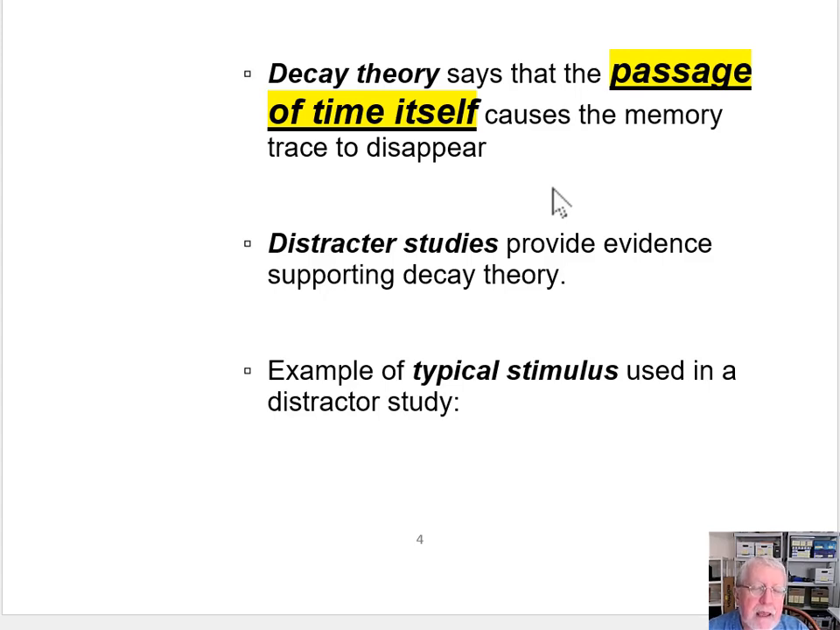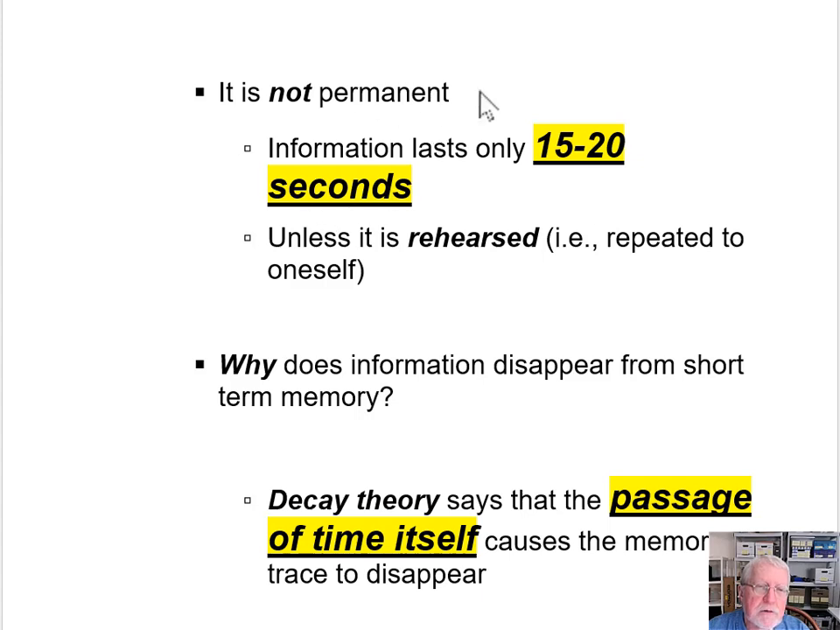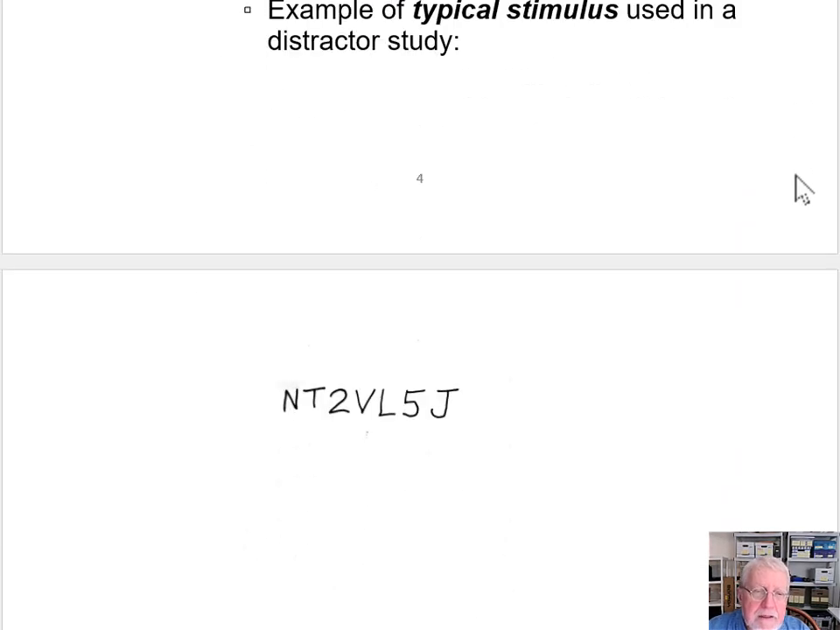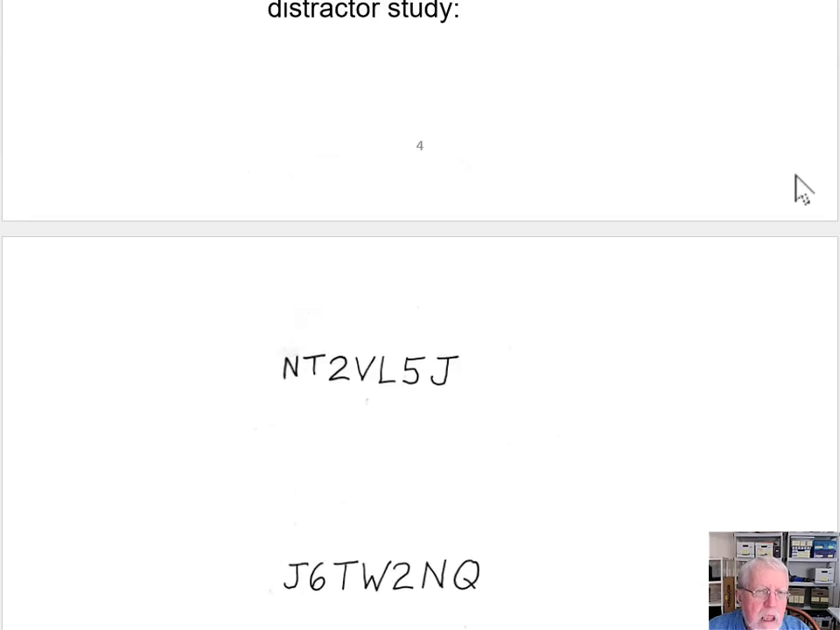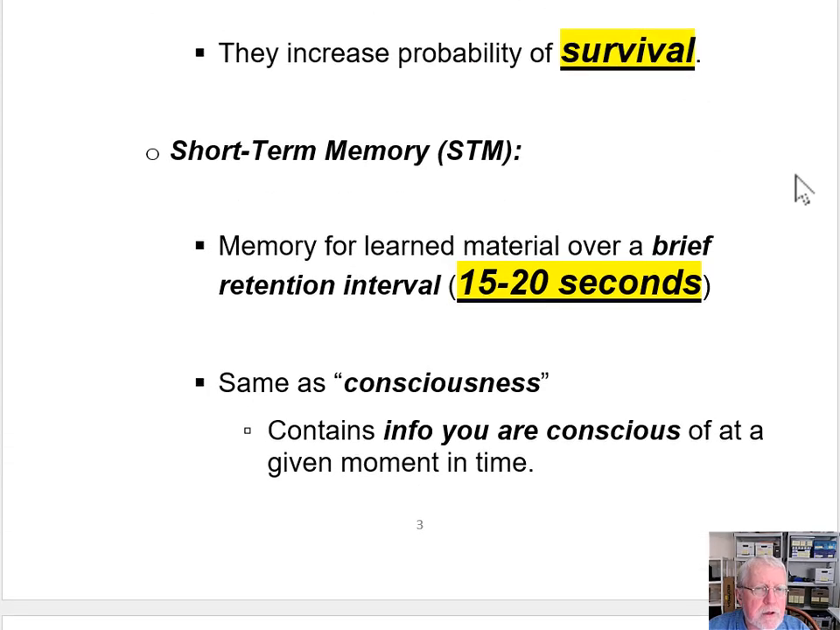Most people gave us the evidence that we see with typical research subjects, which shows that information usually lasts in short-term memory for only a short period of time, usually lasts only 15 to 20 seconds, and then it decays unless I allow you to rehearse it. So we're talking about short-term memory. Where's my definition? Here it is. Short-term memory. Memory for learned material over a brief retention interval, say 15 to 20 seconds.